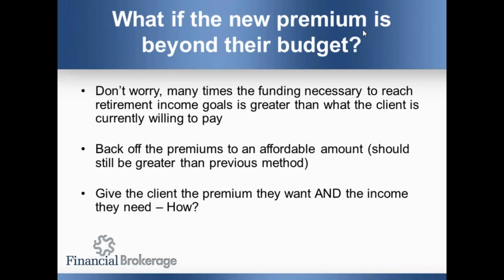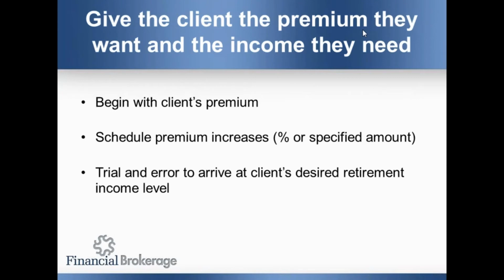But we're going to begin with that client's premium, that $770 a month that they said they could afford. We're still going to end up with $100,000 of income. And we didn't do this with bonuses or anything special. But we're just going to schedule premium increases into our illustration. Once again, though, we're going to have to use trial and error to arrive at their retirement income level that they really need to have.